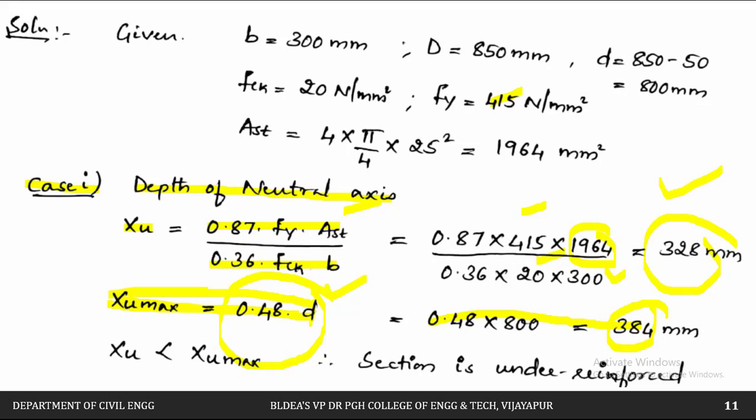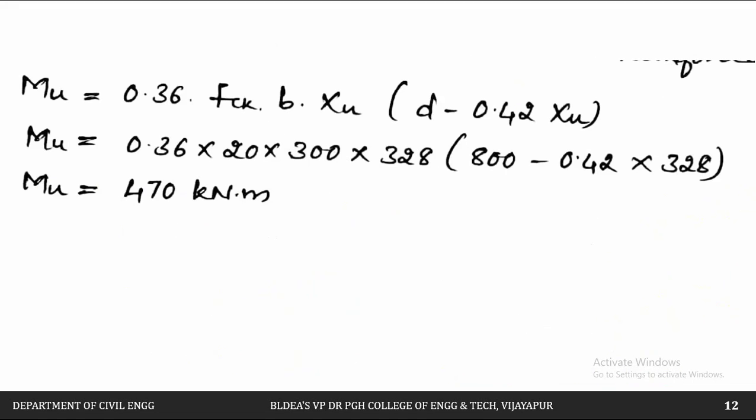XU what we got is 328 and the limiting XU max is 384. This is less than this. So XU is less than XU max. Therefore the section is an under reinforced section. Then next we can calculate the moment. So 0.36 FCK into B into XU, the XU value we have just calculated, into d minus 0.42 XU. If you substitute, we will get moment as 470 kilonewton meter. This is the moment which is going to come.